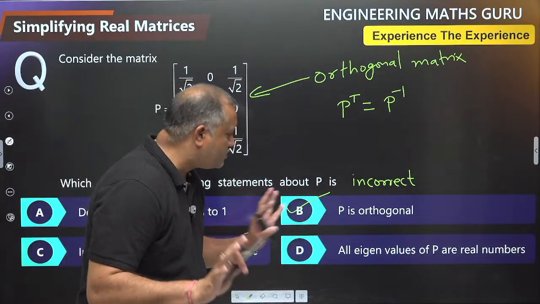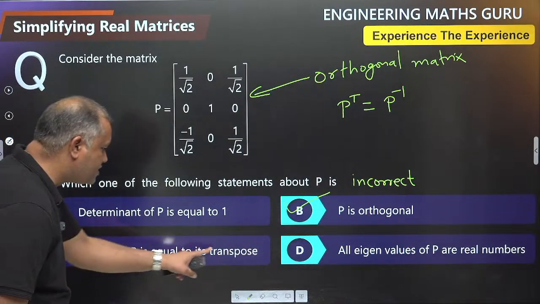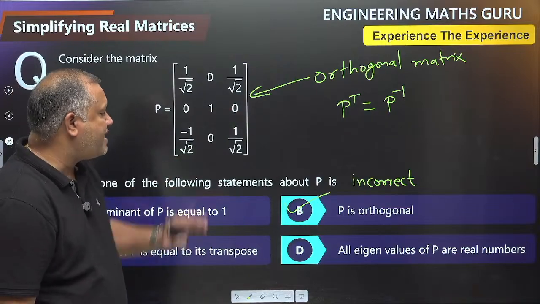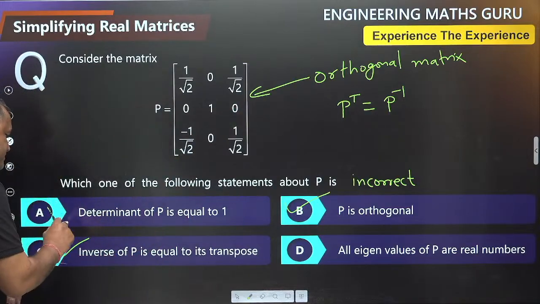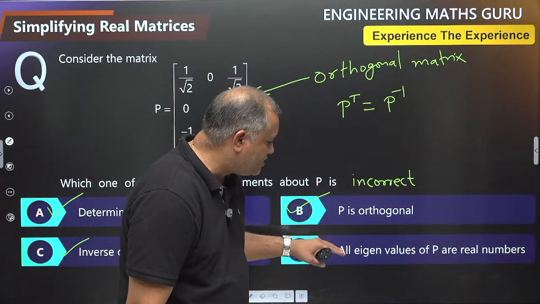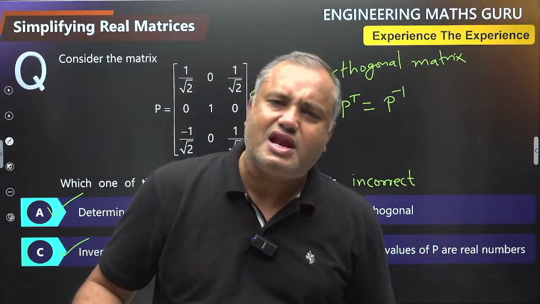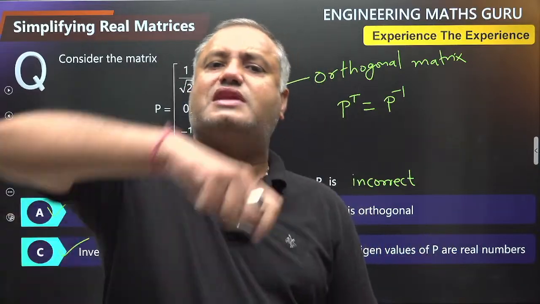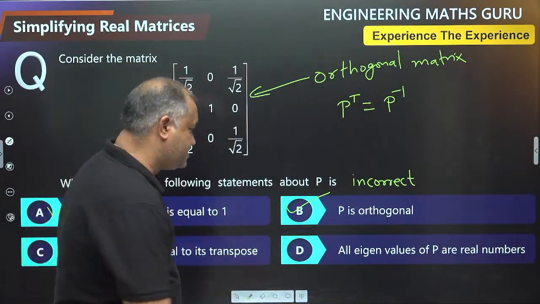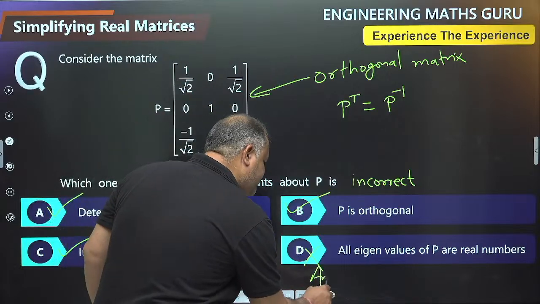So P is orthogonal as of now, this is a correct statement. Inverse of P is equal to its transpose, this is also a correct statement. And for an orthogonal matrix, the determinant is either +1 or -1, so this seems to be correct. So what is that condition which seems to be wrong? All eigenvalues of P are real numbers. For an orthogonal matrix, eigenvalues are not real numbers, eigenvalues lie on the unit circle. If eigenvalues are on the unit circle, they can be complex also. So this is wrong. So here the answer is the option which is wrong.